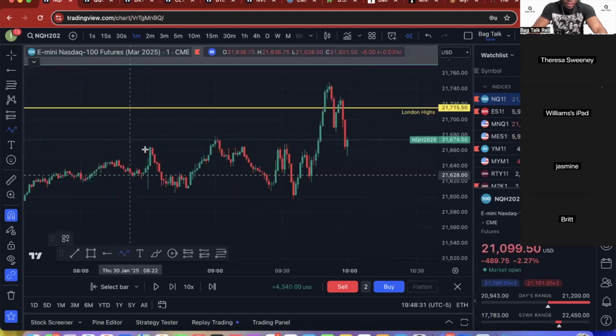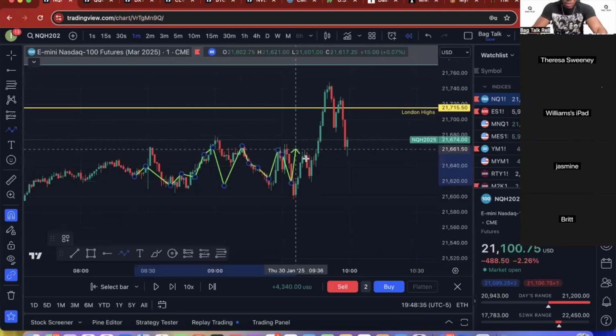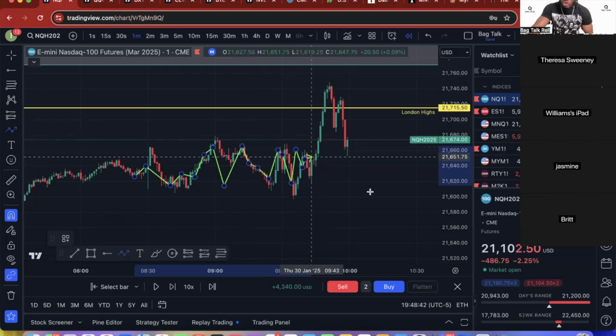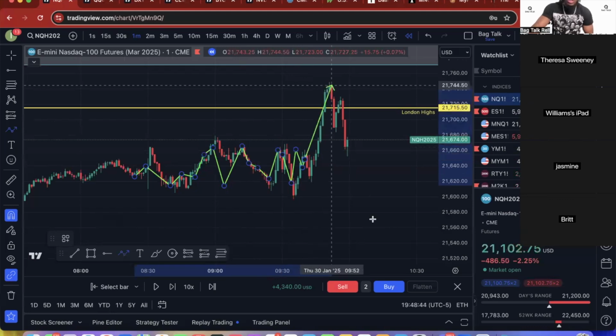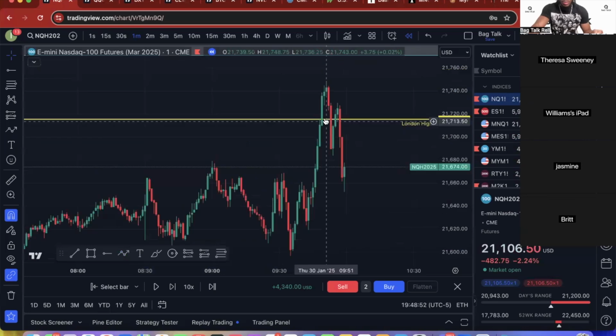But look, we got accumulation. This was all happening overnight. So what did I tell you? What's the AMD setup? Accumulation. They're gonna manipulate to one side and then distribute to the other. And so that's a setup. Now, why do we anticipate them manipulating to the upside here? Because there's London highs here. This is the highest point that price action got to during the London session.